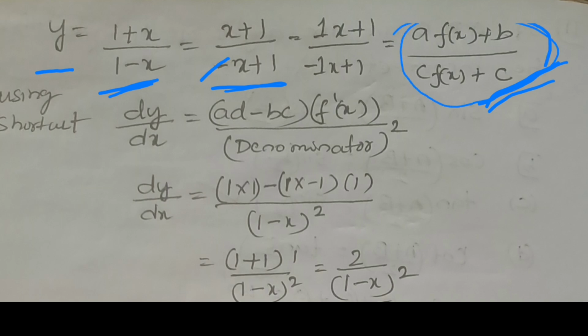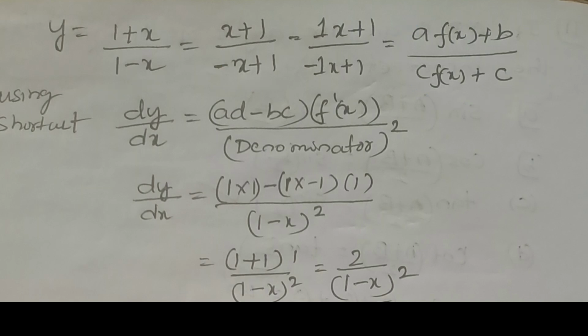The form is a of f(x) plus b divided by c of f(x) plus d. For example, a we have considered is 1, f(x) is x, plus 1, minus x. This is the shortcut you have to use if you get this type of problem. If you differentiate, dy by dx is equal to, this also you have to remember, (ad minus bc) times f dash x, which means the differentiation, divided by the denominator whole square.